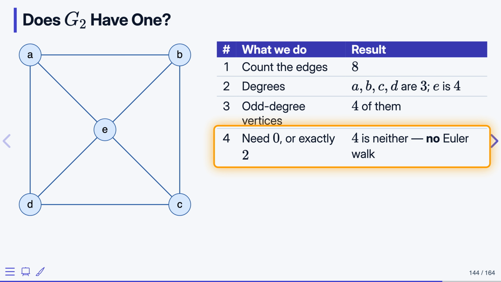Step 4. Now name the criterion. An Euler circuit needs 0 odd degree vertices. An Euler path needs exactly 2. We have 4, so neither one exists, not a circuit and not even a path.